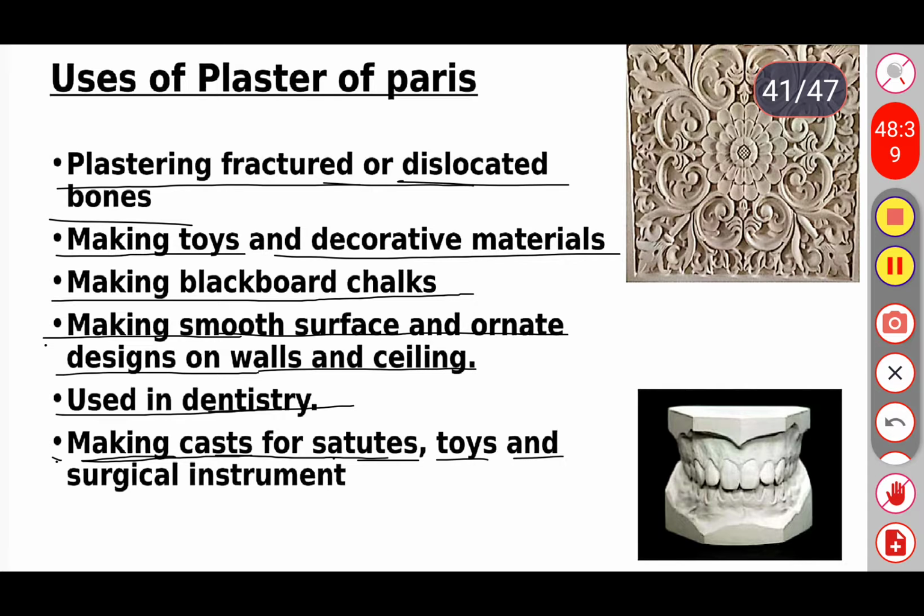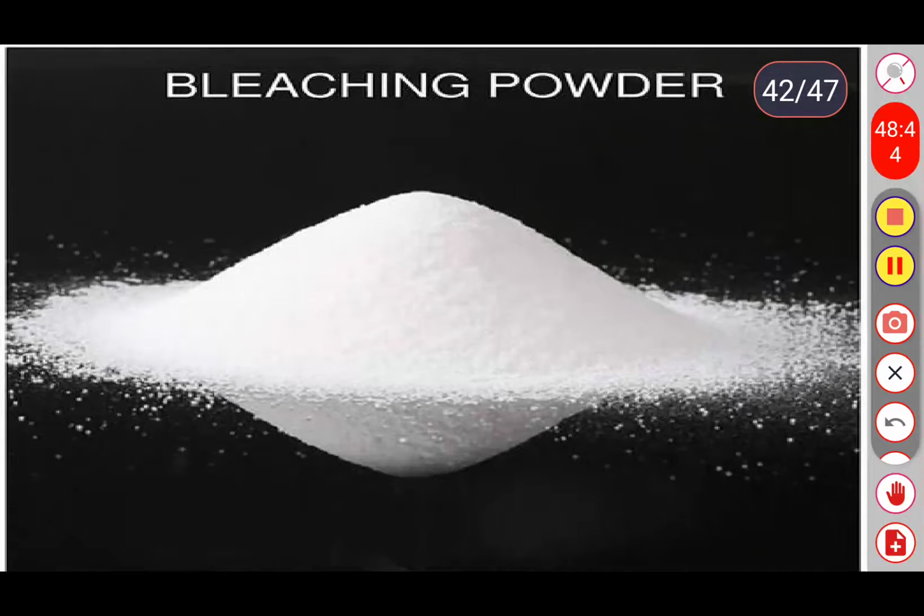And the next one is bleaching powder. Bleaching powder is one of the most useful agents, particularly in the textile and paper industries. The chemical formula of bleaching powder is CaOCl2. It has been given different chemical names such as calcium oxychloride.